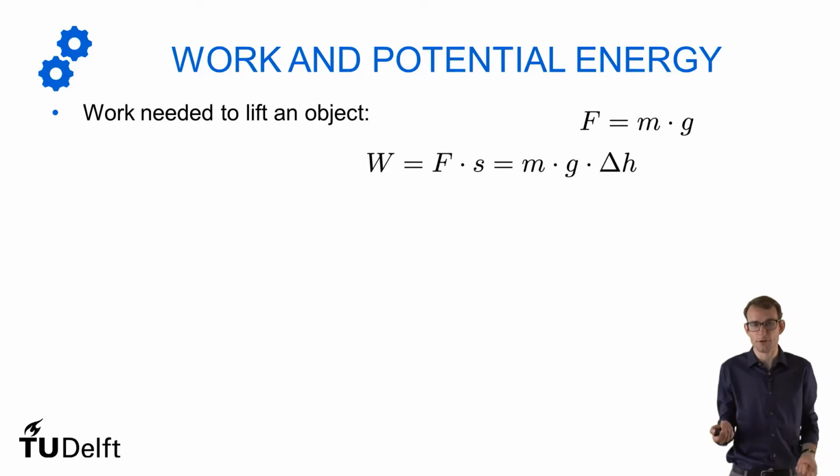So if you lift a stone for a height of 1 meter, the work you need to do is simply mass m times g times the height of 1 meter. So if the stone is 1 kilogram, you need to expend about 10 joules to do that.